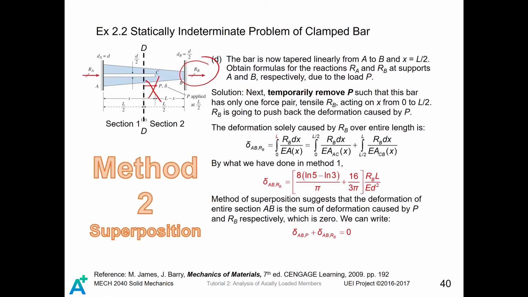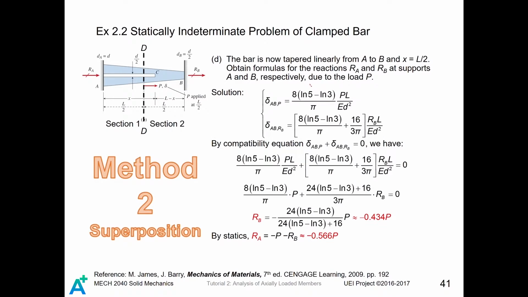When we put RB back, since RB is tensile to the entire section, we put RB in both integrals for AC and CB. For section AC, which is section 1, we put the area of AC, and for section CB, we just put the area of CB into it. By what we have just found, for section AB, we just put those two results together. Finally, we use the superposition compatibility equation. The deformation caused by P, which is going rightward, plus the deformation due to RB, which must be compressive, should be 0.